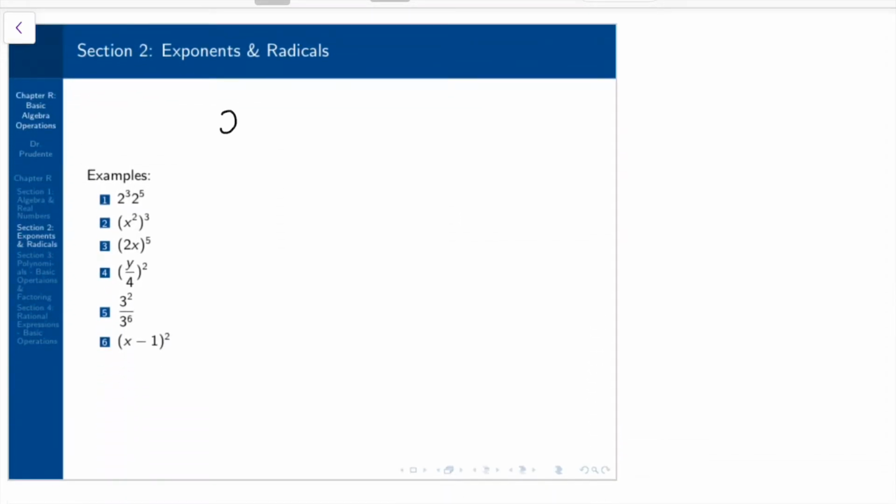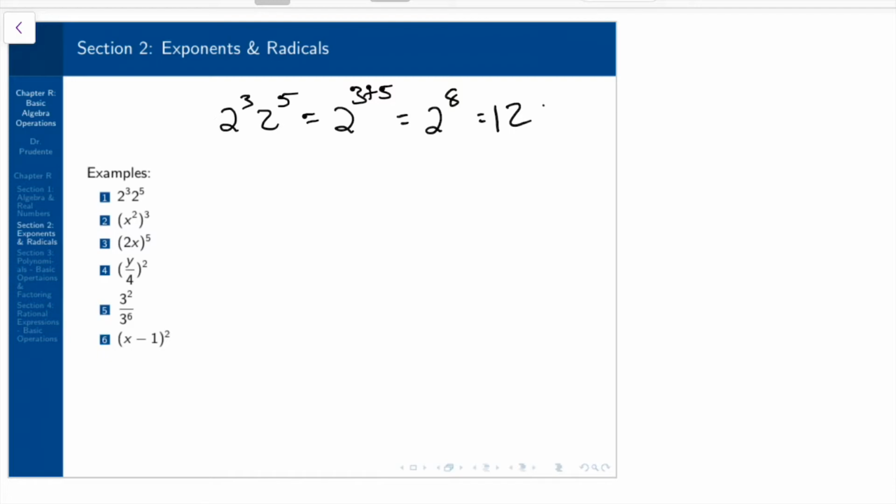So let's do some examples. 2 to the third times 2 to the fifth. Well, these bases are the same, so I can just add their exponents: 2 to the eighth. And if we figure out 2 to the eighth, that is going to be 256. If we look at x squared to the third, we see that we're taking x squared and raising it to the third. So by our properties, we can multiply the exponents, and get x to the sixth.